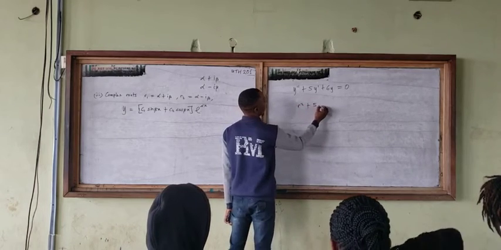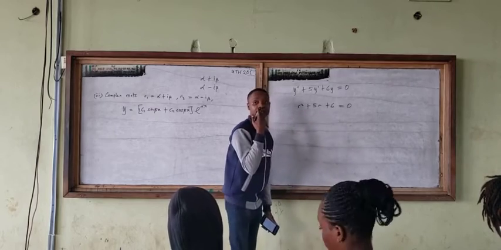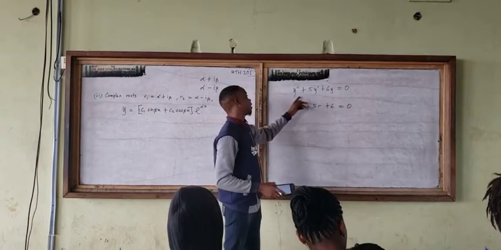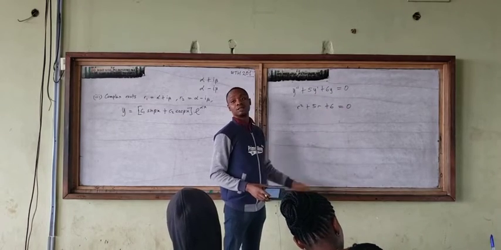plus 5r plus 6 equal to 0. Is that making sense? Just by changing y double prime to r squared, y prime to r, and y to just 1. Is that clear?